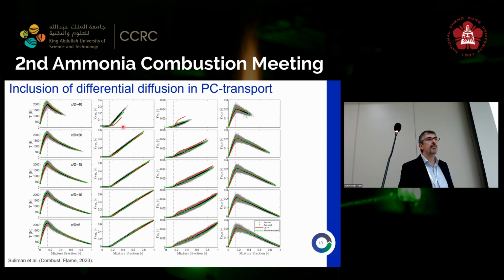The red curve is the unity Lewis number approximation. The green curve is using the more detailed transport with a mixture average approach. Neither of them is a perfect match, but we definitely see a significant deviation of the unity Lewis number approach, not only in the near field, but it becomes even more important in the far field, in particular for ammonia and hydrogen. This confirms that the differential diffusion effect acting in the near field also has an effect on the far field. So it needs to be included somehow in the simulations.